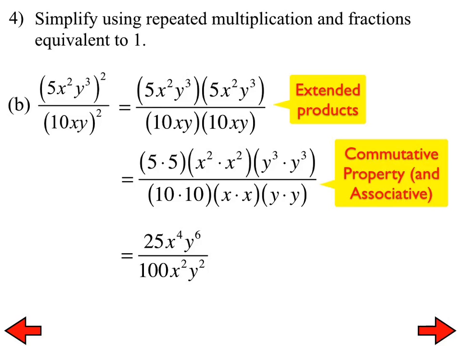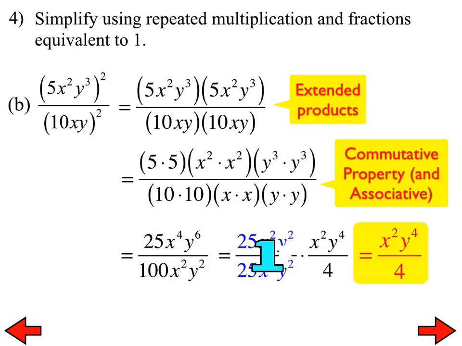And then the largest thing that will go into both the numerator and denominator would be 25x squared y squared. That creates my fraction of 1. And that is what that's called when we're doing that, creating a fraction of 1. And then so that's 1 times x squared y to the 4th over 4. And that is x squared y to the 4th over 4.